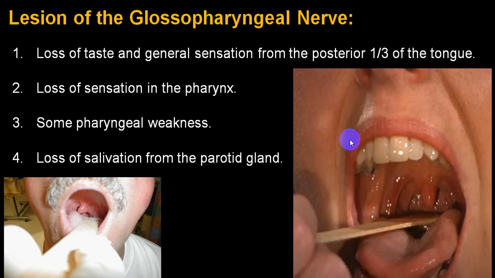So this will be the combined loss of taste sensation and loss of general sensation from the posterior one third of the tongue. Sensation lost will be from the pharynx as well as the posterior one third of the tongue. Hence, gag reflex will be diminished or absent. While swallowing, the person will find difficulty in swallowing and there will be nasal regurgitation. And in speech, there will be a nasal twang. And if you test for salivation, you will have decreased salivation from the parotid gland.